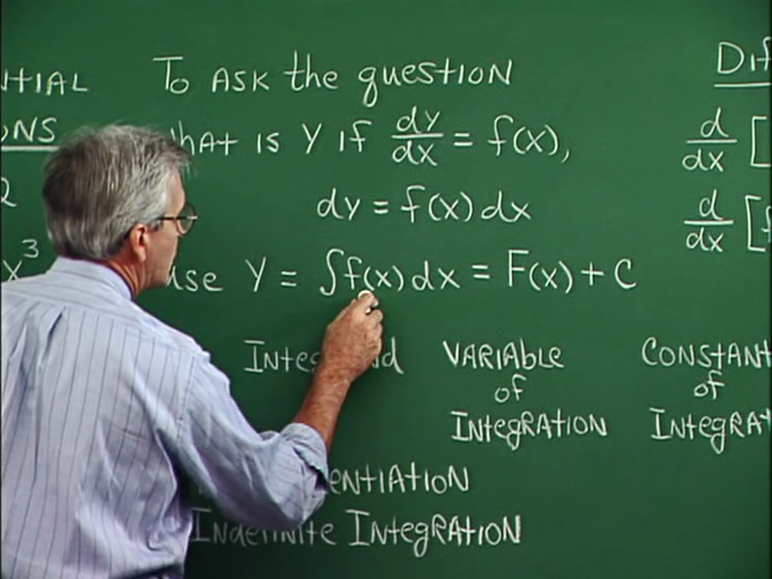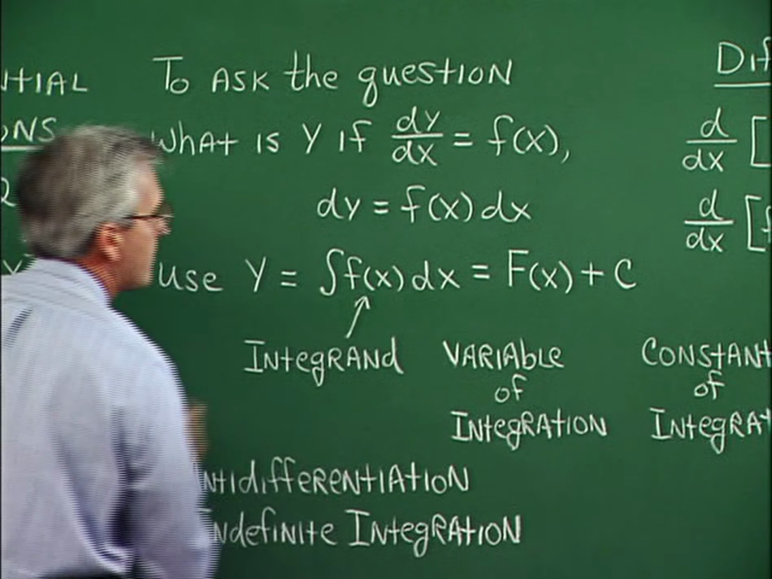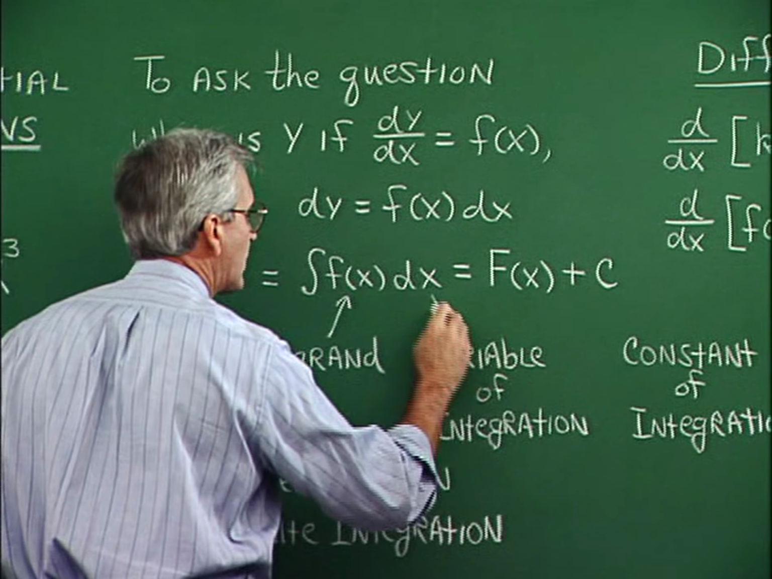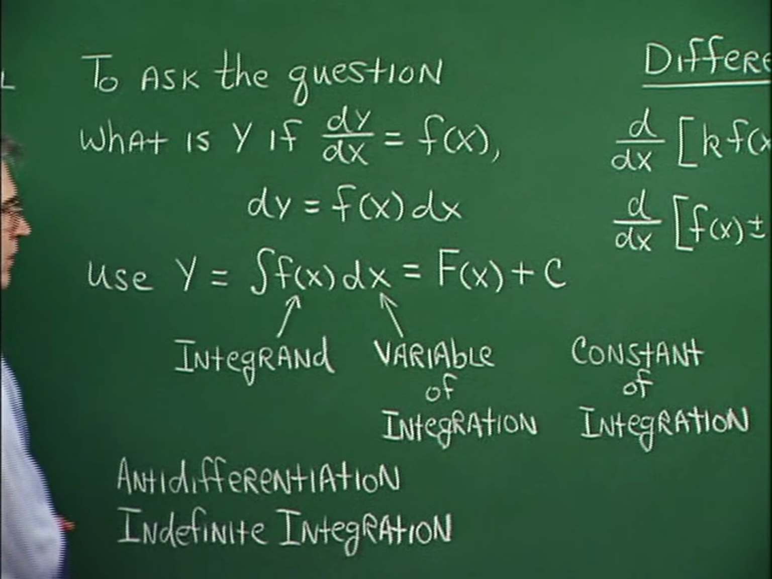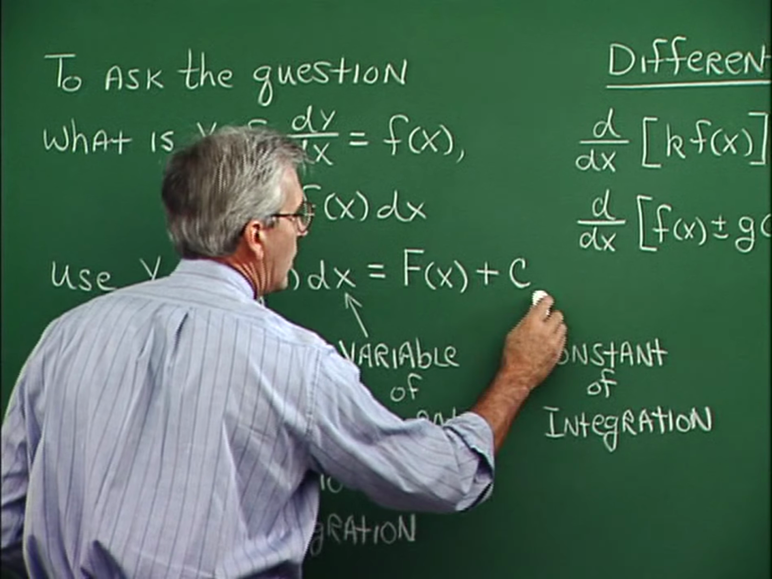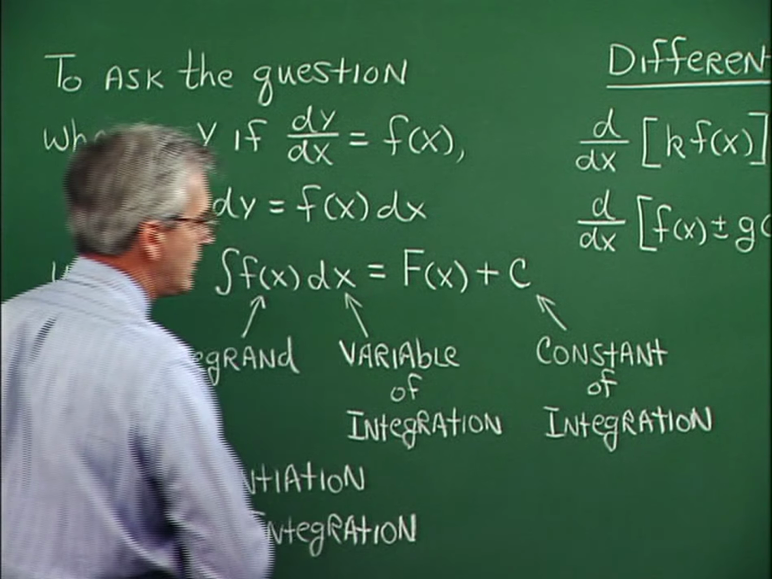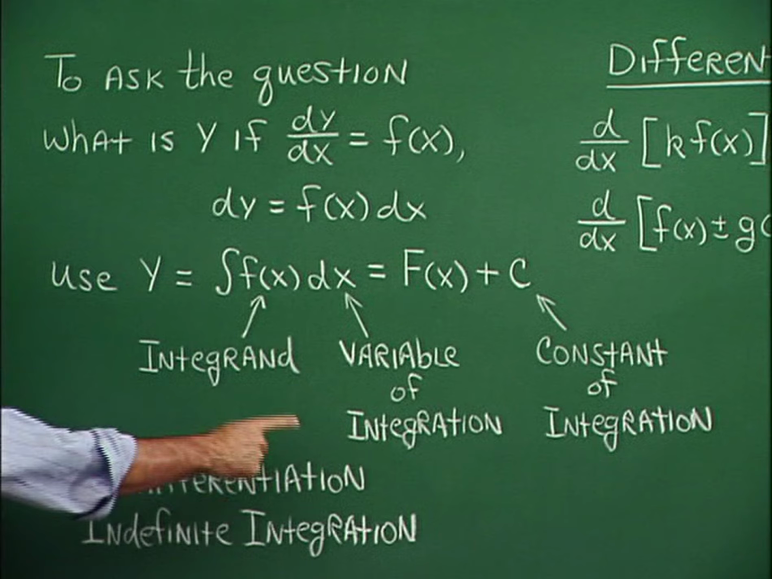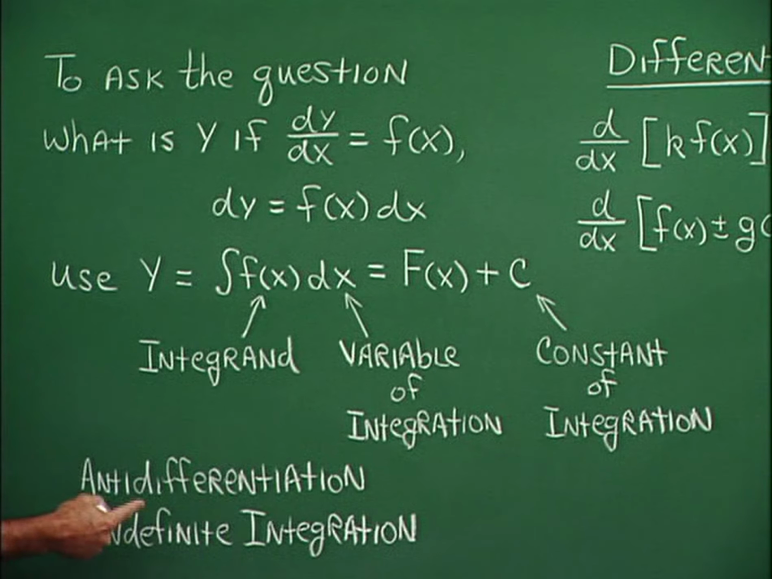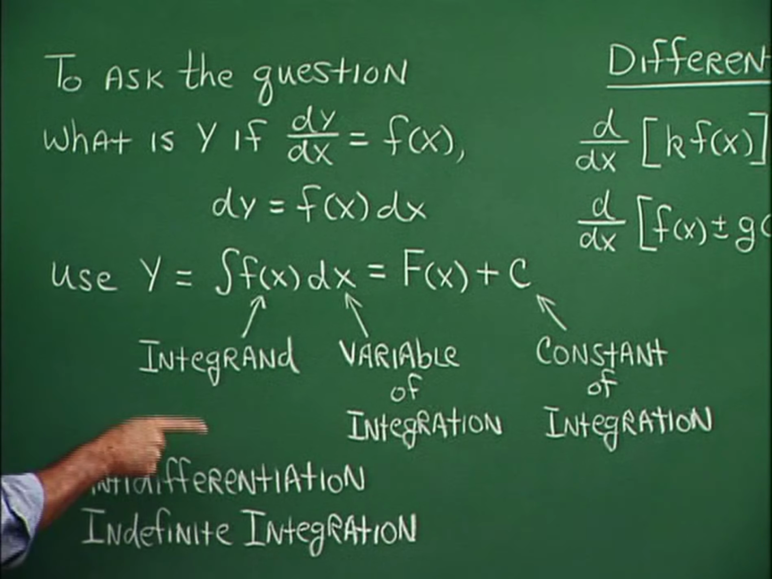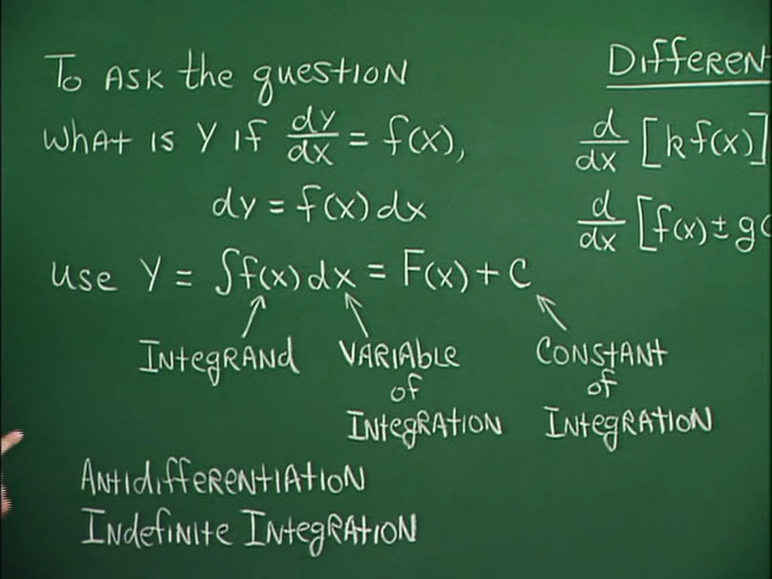This function is called the integrand, and the dx is designating the variable of integration. We are integrating with respect to x here. And this c is called the constant of integration. Now, the process is called antidifferentiation or indefinite integration. Now, it's called indefinite integration for this reason.